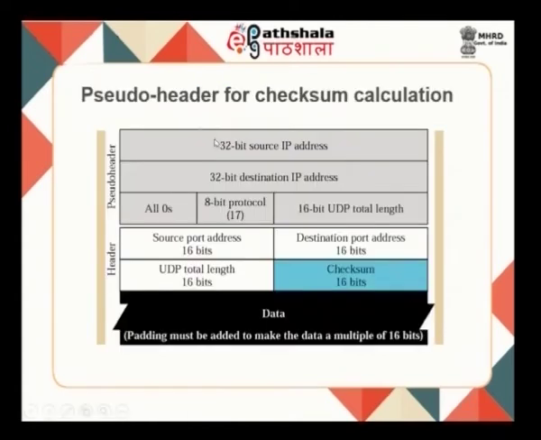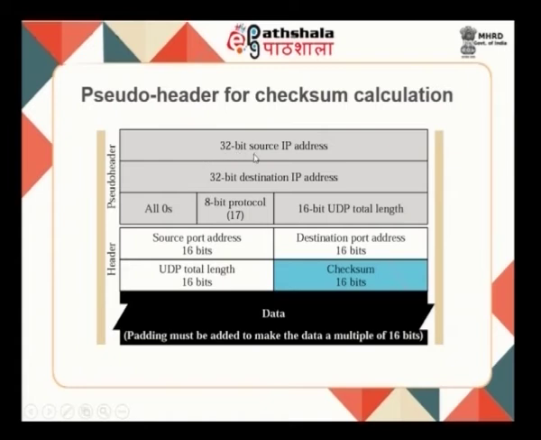Okay. So let us look at a quick example for how the checksum calculation is done. So as we said, the checksum calculation involves the header of UDP, the data of UDP, plus a pseudo header. The pseudo header is something which comes from the IP fields.